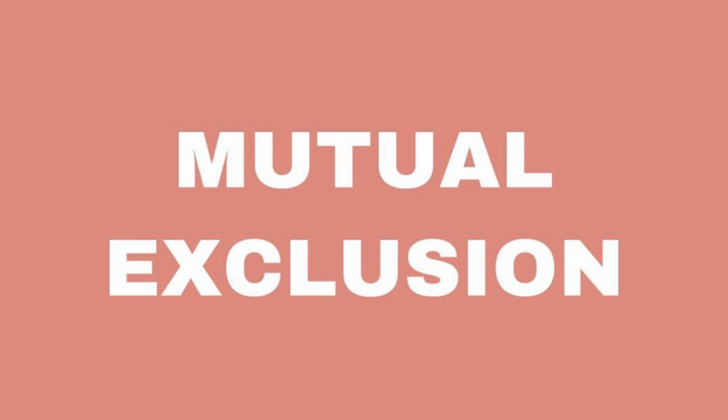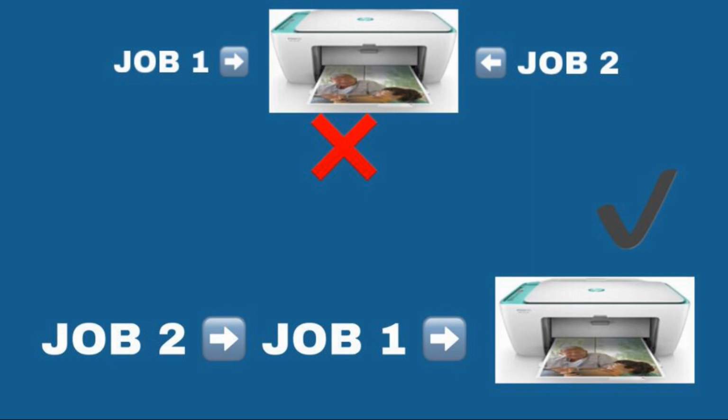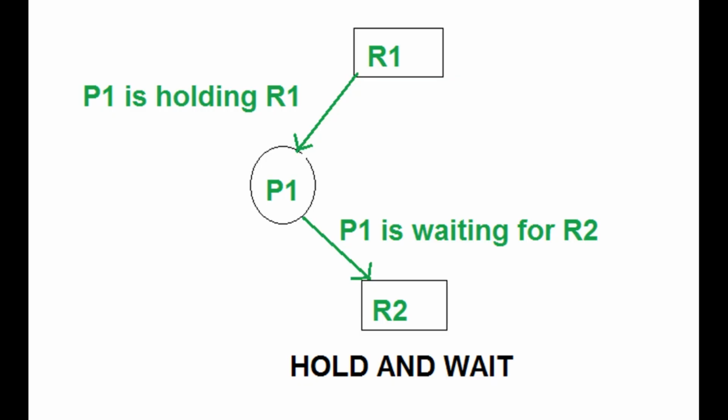I will describe four necessary conditions for deadlock to occur. Mutual exclusion. It means at least one resource must be held in a non-shareable mode. For example, the printer cannot be shared by several processes at the same time. Hold and wait. It means a process is holding at least one resource and waiting for another resource. For example, process 1 is holding resource 1 and waiting for resource 2.